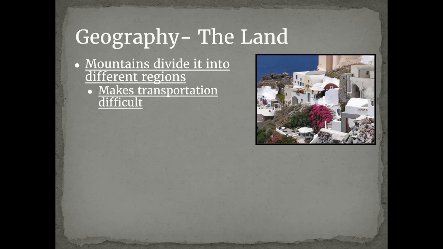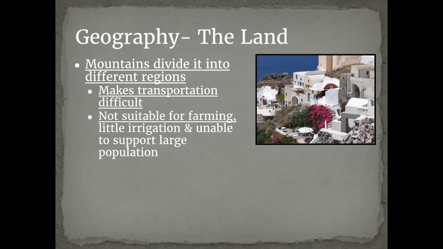It's also very mountainous, which makes transportation over land difficult, causing them to travel mainly by using the water. Because it's mountainous and rocky, it's not suitable for large-scale farming. They did do some farming in Greece. They actually did a lot of farming, but there was never enough good farmland to sustain a very large population. They weren't going to be able to do a lot of irrigation.